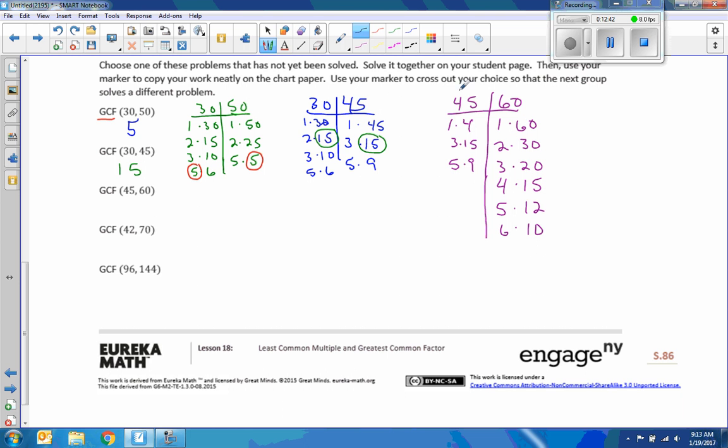Circle the greatest. I forgot my 5 here. Circle the greatest common. Well, we can start at 45, but it's not here. 30 is not here. 15. So here's 15. Here is 15. Greatest common factor of 45 and 60 is 15. Next one is greatest common factor of 42 and 70. These are both new, so we need to do both of them.